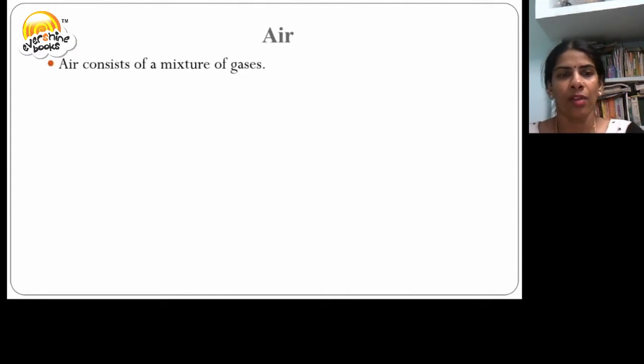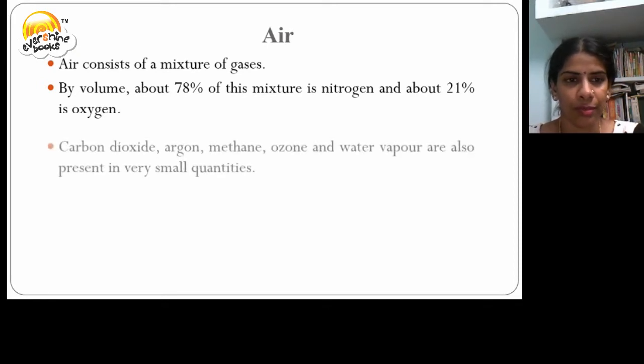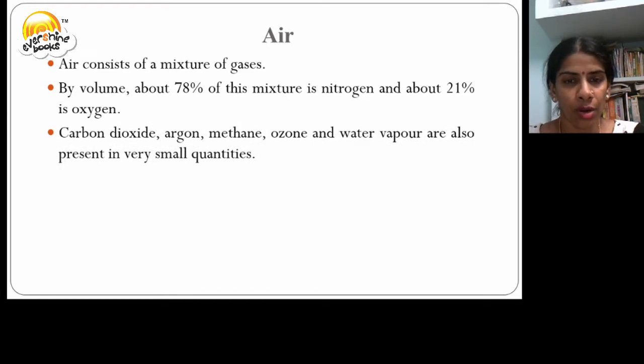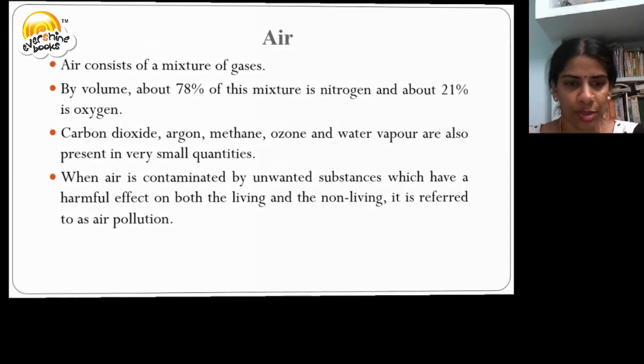Air. We know that air consists of a mixture of gases. By volume, about 78% of this mixture is nitrogen and 21% is oxygen. Carbon dioxide, argon, methane, ozone, and water vapor are also present in very small quantities. When air gets contaminated by unwanted substances, it has harmful effects on both living and non-living things. This we call air pollution.